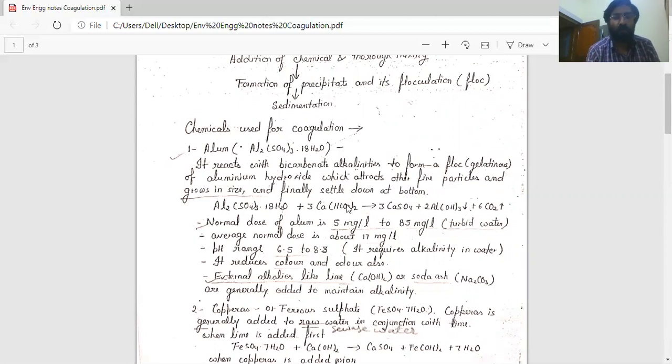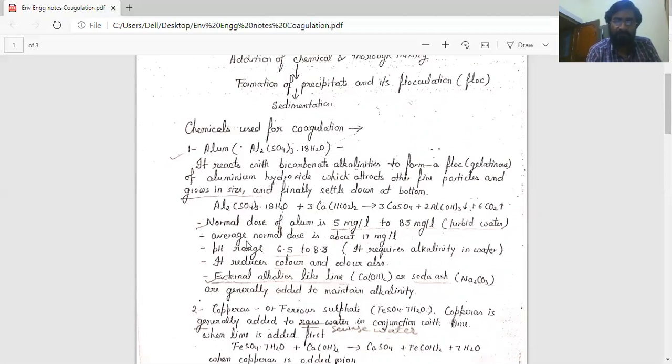The gelatinous aluminum hydroxide attracts the fine particles, grows in size and finally settles down at the bottom of the sedimentation tank. The reaction is Al2(SO4)3·18H2O plus 3Ca(HCO3)2, calcium bicarbonate present in water, giving 3CaSO4 plus 2Al(OH)3, aluminum hydroxide, which is the precipitate, plus 6CO2, carbon dioxide gas that escapes.